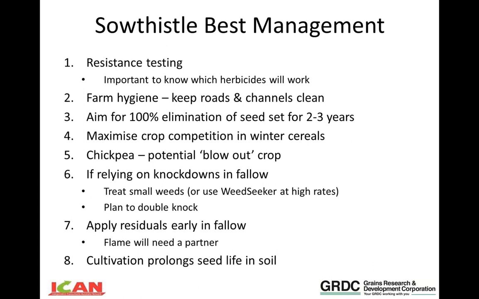Point 7, apply your residuals early in fallow. So that's about getting residual control across the fallow and to complement your knockdown herbicide options there. And as mentioned, flame is effective on a lot of our summer grass species, but not so much on sowthistle. Therefore, you're really going to have a partner in there with flame.